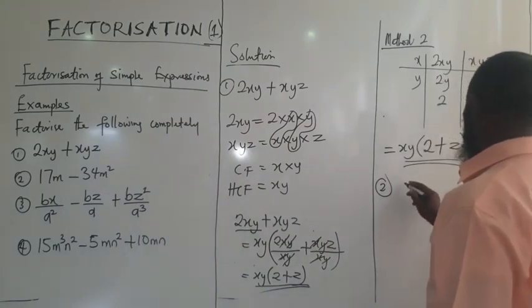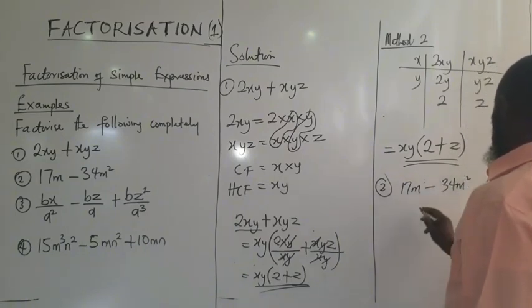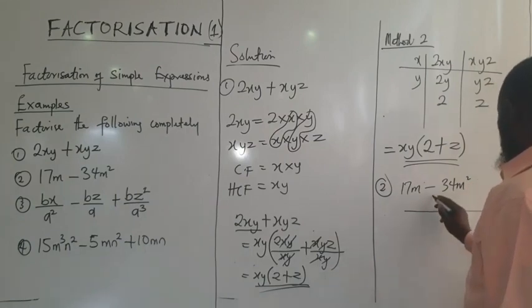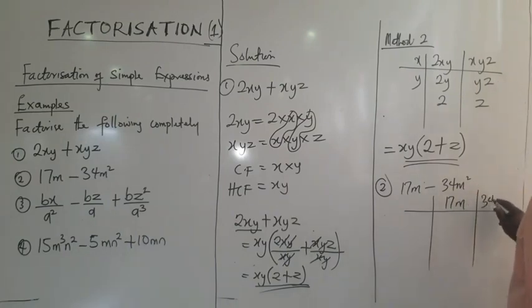We have 17m minus 34m squared. This is 17m, then 34m squared. Now if you look at this, it's 17 and 34. You have to be extraordinarily careful, because sometimes you look at some numbers and think you don't have common factors. 17 and 34. You'll be thinking there's nothing that can go in 17. 17 is a prime number, while 34 is an even number, so nothing can go in both of them.